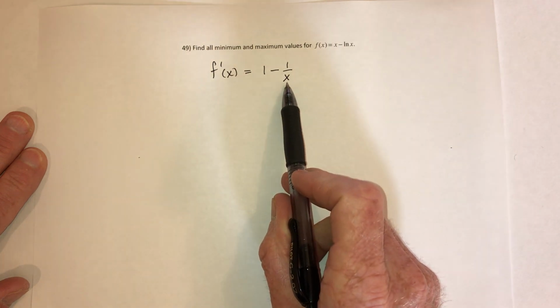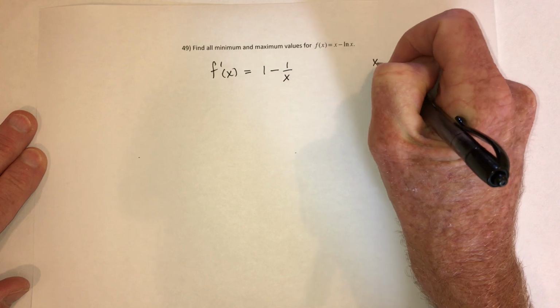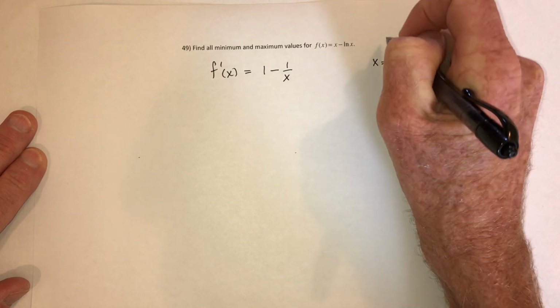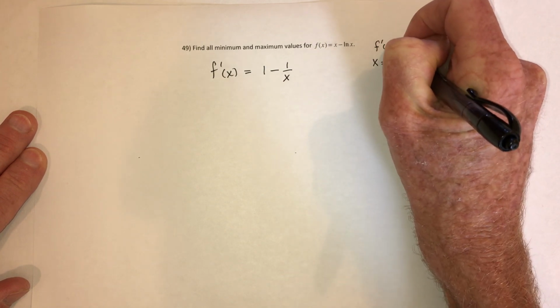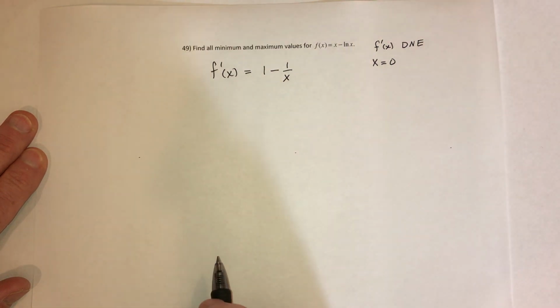Notice right here that the derivative does not exist if x equals 0. So x equals 0 is already an important point. That's where the derivative does not exist.